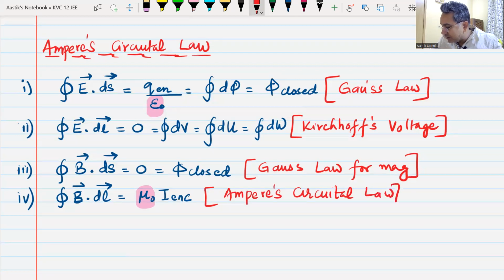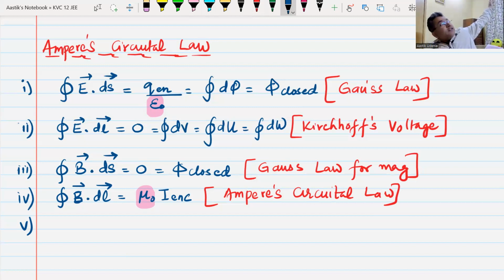Do we understand from where everything is coming? There are only 3 fields that we have to study in the entire 12th standard and 11th standard: magnetic field, electric field, and what is the third field?